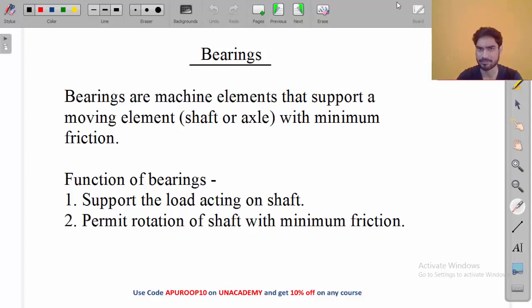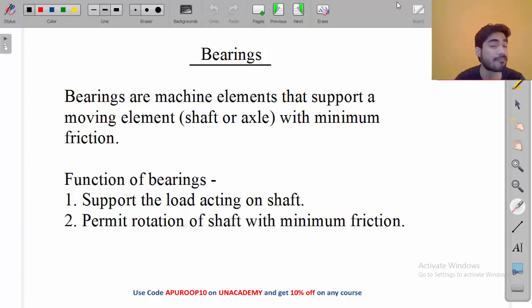Shaft and axle both are cylindrical rotating elements, but the difference is that a shaft is transferring power from one place to another. Shafts are connected by means of belt drive, chain drive, gear drive, and they are used to transfer power, so they are subjected to torque. But axles freely rotate. Their objective is not to transfer power. Their objective is just to support. For example, let's say you have a car, which is a front wheel drive car.